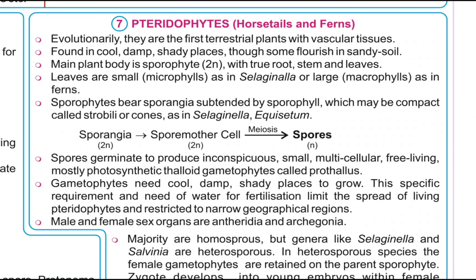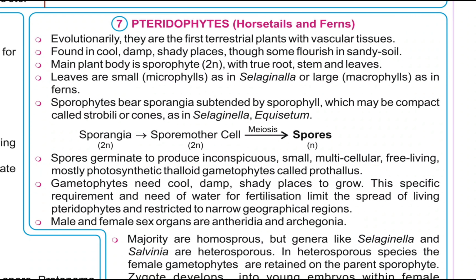Pteridophytes: horsetails and ferns. Evolutionarily, they are the first terrestrial plants with vascular tissues. Found in cool, damp, shady places, though some flourish in sandy soil. The main plant body is a sporophyte, 2N, with true root, stem and leaves. Leaves are small, microphylls, as in Selaginella, or large, macrophylls, as in ferns. Sporophytes bear sporangia subtended by sporophylls, which may be compact, called strobili or cones, as in Selaginella and Equisetum.